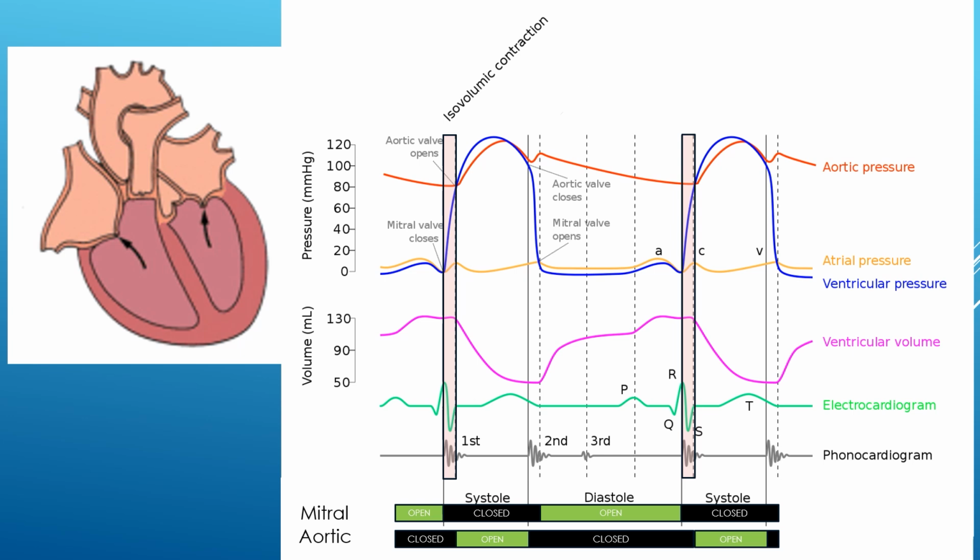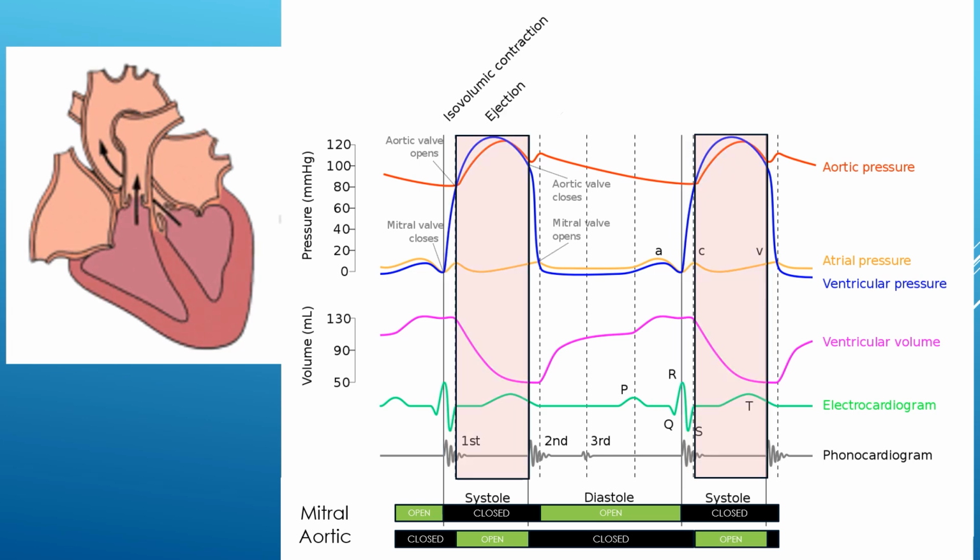As all valves are closed during this phase, the ventricular volume does not change. Following this, we have the ejection phase. As blood is ejected from the ventricles, the ventricular volume drops. During this phase, the ventricular pressure increases, then decreases, and when it is less than the aortic pressure, the aortic valve closes, causing the second heart sound.